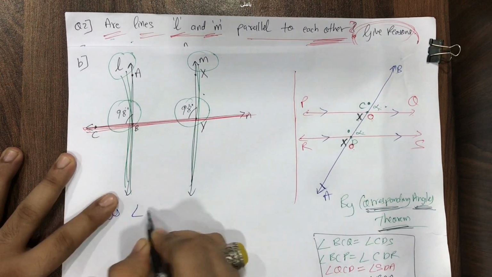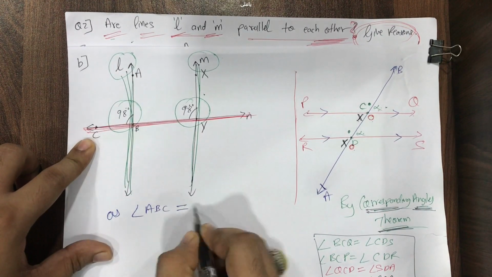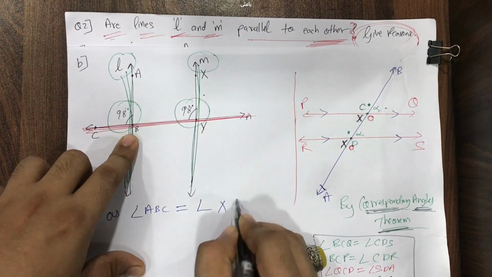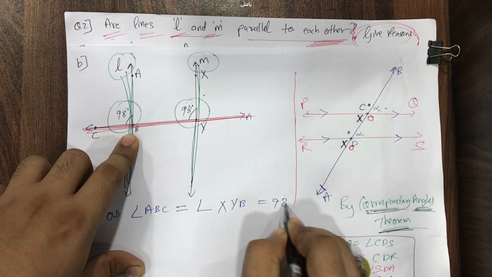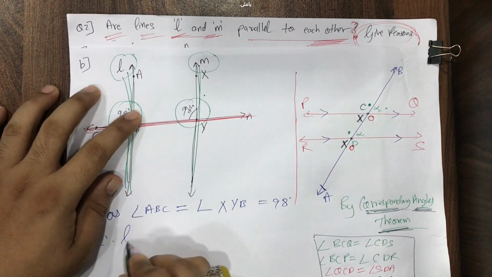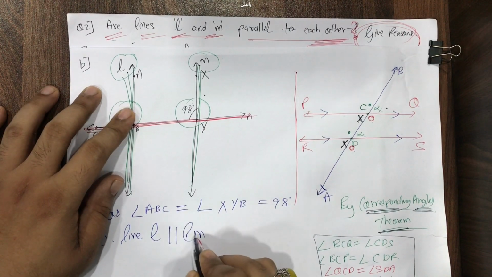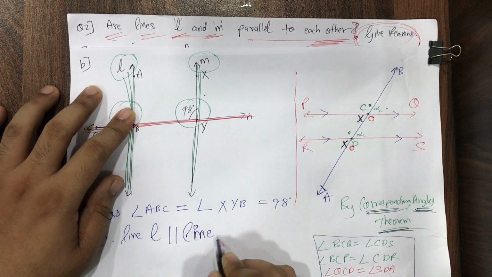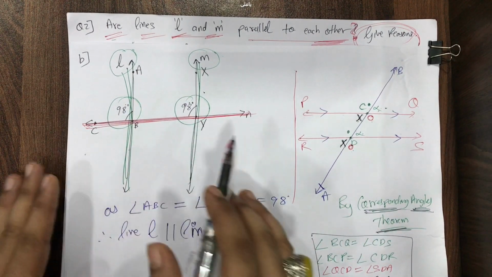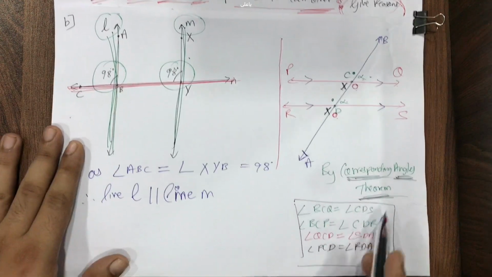As angle, what is the name of this? ABC. As angle ABC is given as equal to angle, the name is XYB. Angle XYB is given to us as 98 degrees. Okay, therefore line L is parallel to line M. Line L is parallel to line M. Reason, here we had gone in reverse. Angles are equal, so we will say that lines are parallel. And these two angles are what? It's a type of pair of corresponding angles.